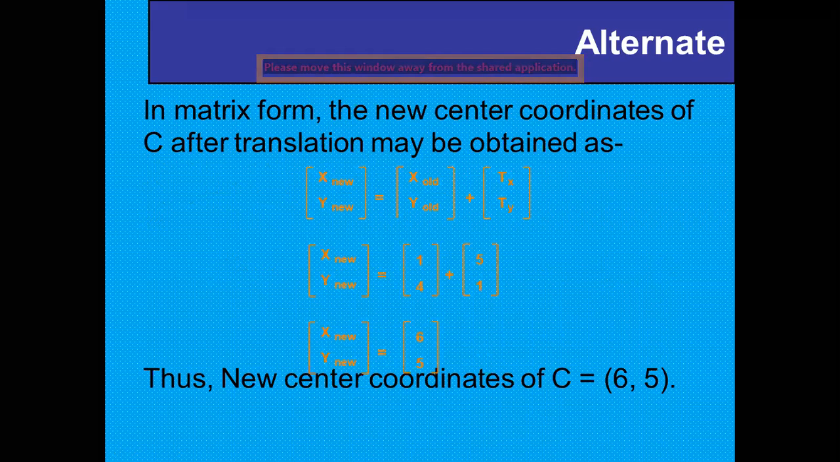How will you represent this? Now you can see here x new, y new. Just write it with the help of the given equations: x new, y new equals x old, y old plus tx, ty. So this is called the matrix representation of 2D transformation for translation. This is called the 3 by 3 matrix representation.